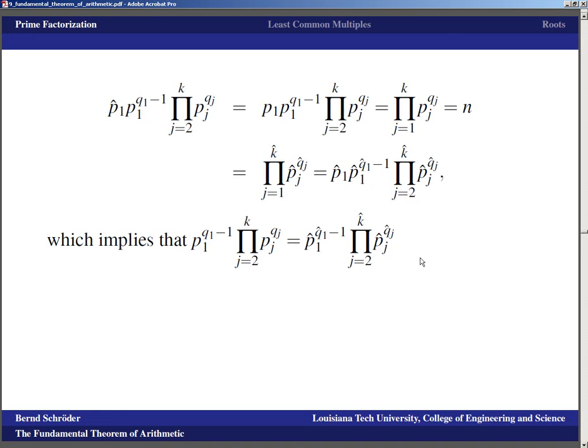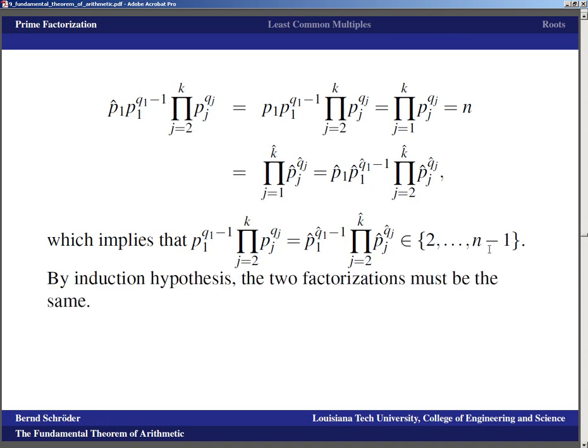Man, that is harder to say than to read, I think. And those numbers are smaller than n and bigger than 2, which means by induction hypothesis, these two factorizations must be the same.